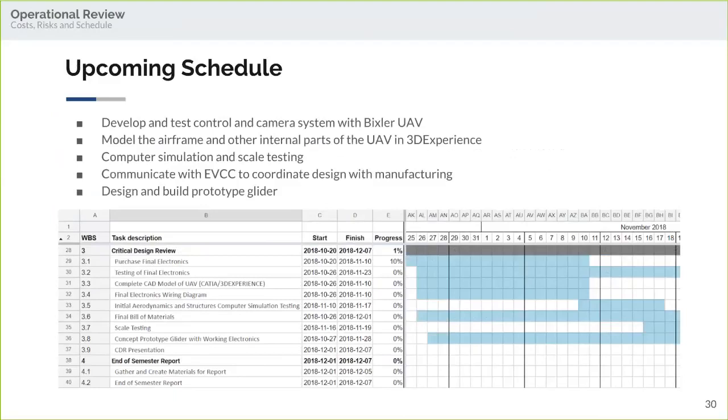We need to model the airplane and the internal parts of our aircraft in 3D Experience. We need to do computer simulation and scale testing of our model to ensure that the numbers that we're predicting are actually accurate. And then we need to continue to communicate with every community college to coordinate our designs to be compatible with their manufacturing capabilities. And we also need to design and build a prototype glider by the end of this term.